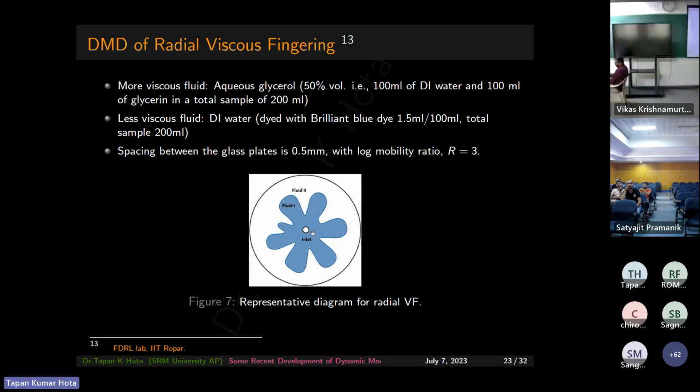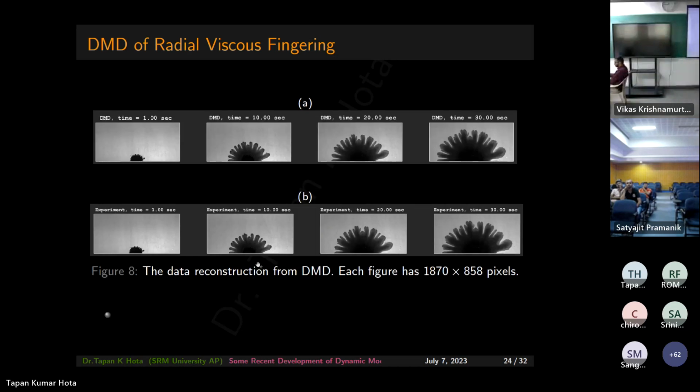So what we have is, again, the less viscous fluid, the blue one, displacing the white one, the highly viscous one. There are two circular plates having a gap of 0.5 mm, and the log mobility ratio between the white fluid and the blue fluid is taken to be 3. Now, the first panel is constructed from the dynamic mode decomposition. The second one is from the experiment. In comparison to the numerical rectilinear case, in the radial one we are getting a very good comparison.